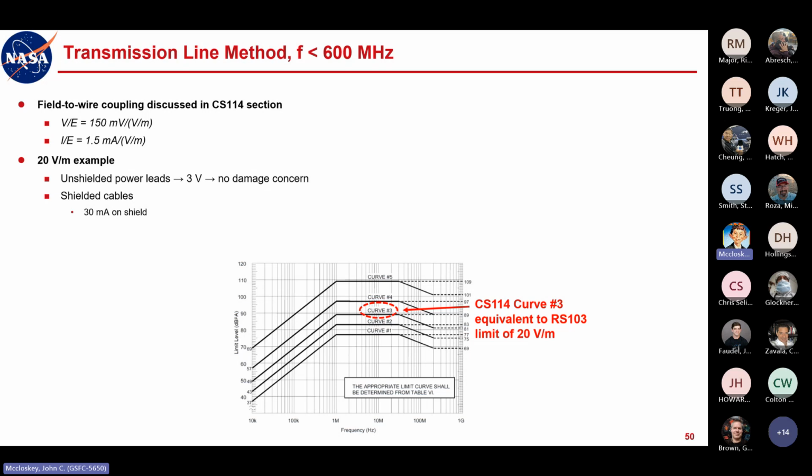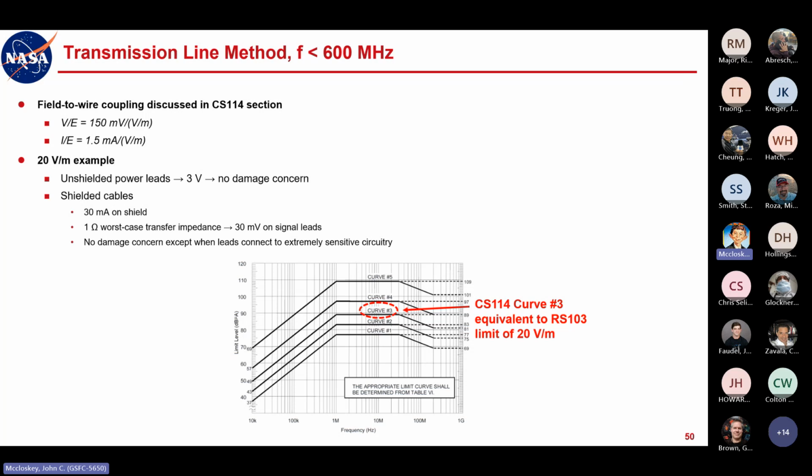So for shielded cables, that's going to give you 30 milliamps on the shield, just 1.5 milliamps per volt per meter. And if you use a worst case transfer impedance of your shield of 1 ohm, and I've got charts and a write up on that separately, that means you'll have a worst case coupled potential on your signal leads inside that shield of about 30 millivolts.